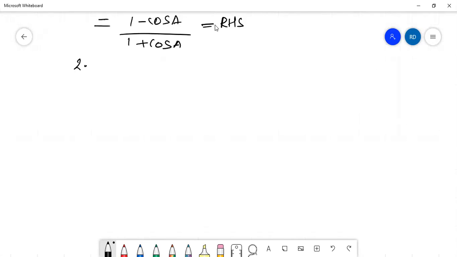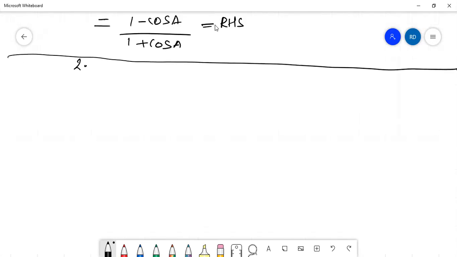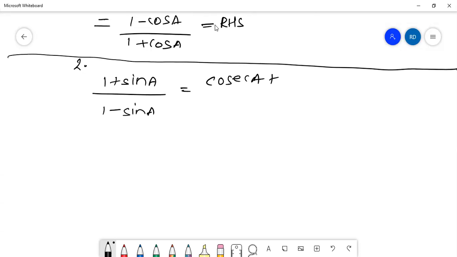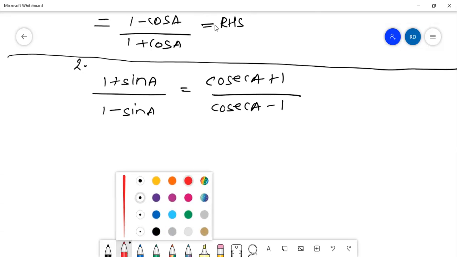1 plus sin A upon 1 minus sin A equal to cosec A plus 1 upon cosec A minus 1. So I'll take LHS of this.